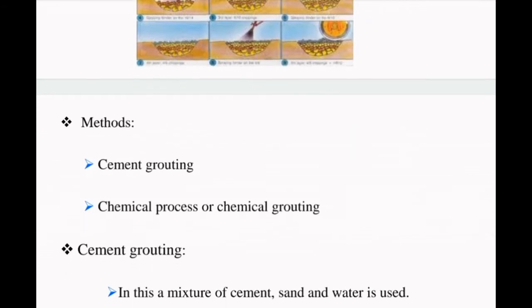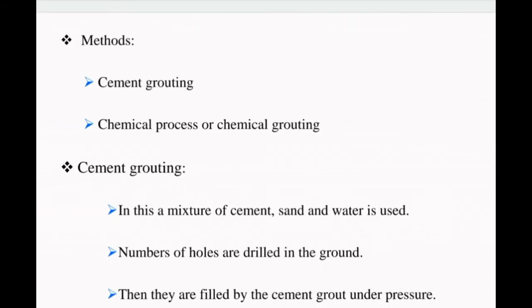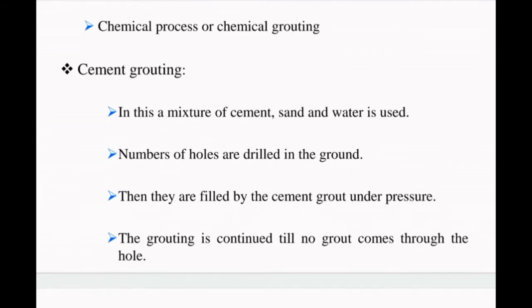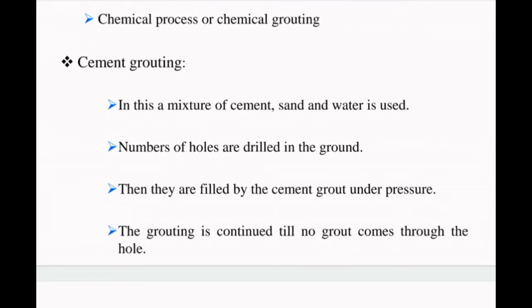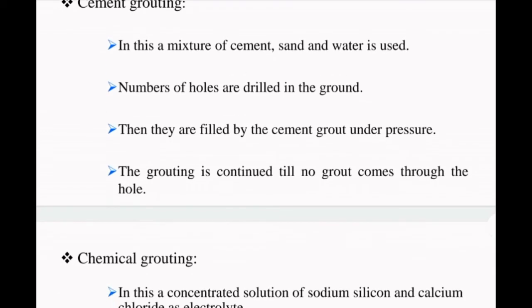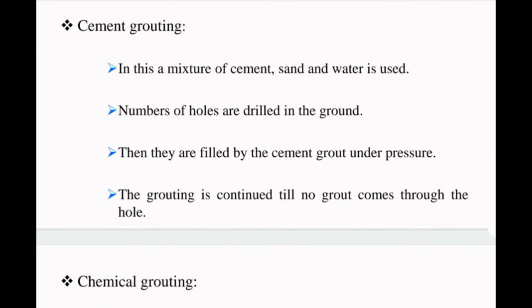And in the grouting there are two methods. They are cement grouting and the chemical process, or chemical grouting. As in the name itself we can know, cement grouting is a mixture of cement, sand and water, and a number of holes are drilled in the ground, and they are filled by the cement grout under pressure. The grouting is continued till no grout comes through the hole. So by using this sort of cement, sand and water, the gaps are filled, and until no grout comes out, it should be continued.